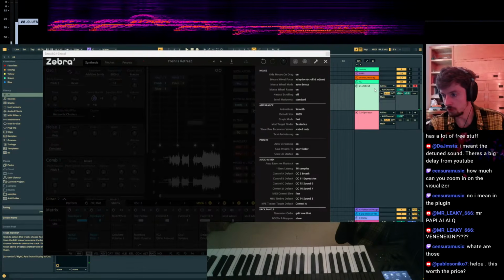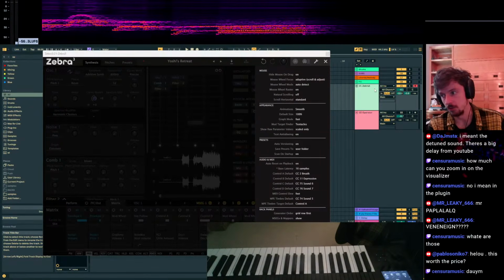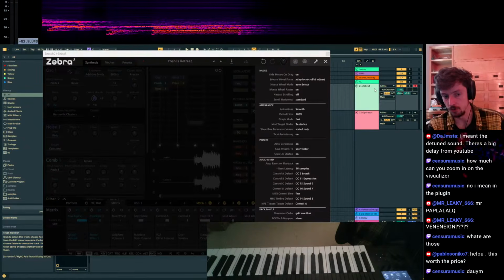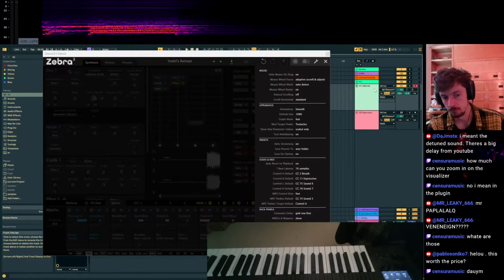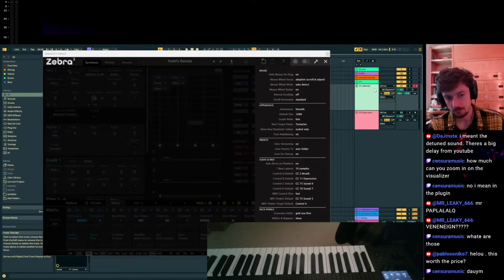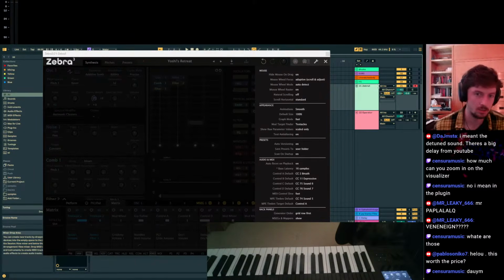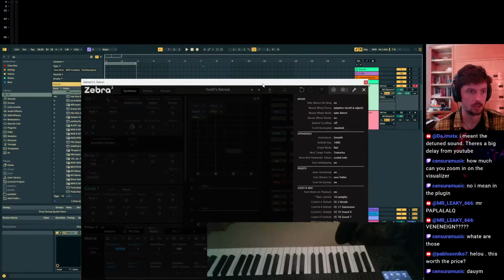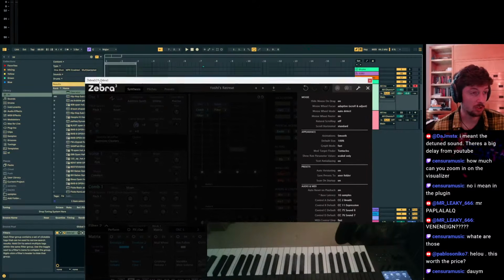Is this worth the price? I think it sounds amazing, and I think it can do things that no other synth can do. And frankly, I mostly just care about the sound. So I would say, yeah. I mean, it depends on what you want to do, frankly. It depends on what you can afford and what your ambitions are.